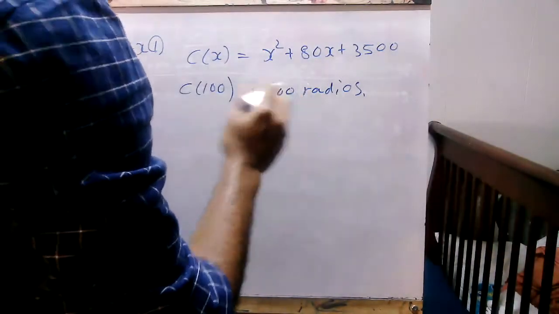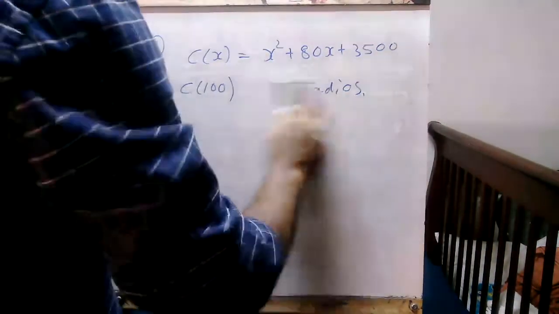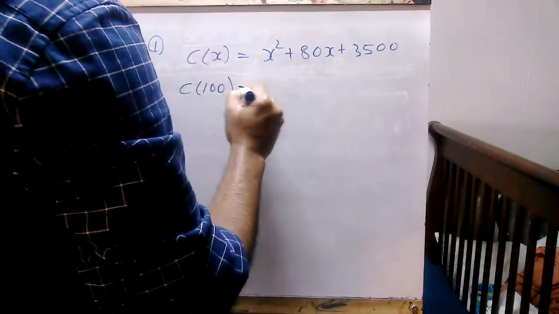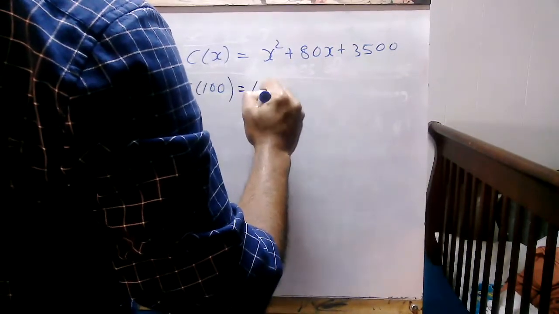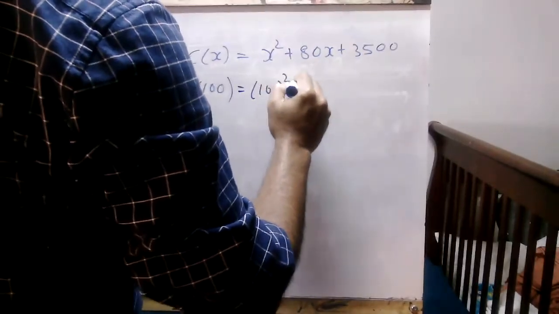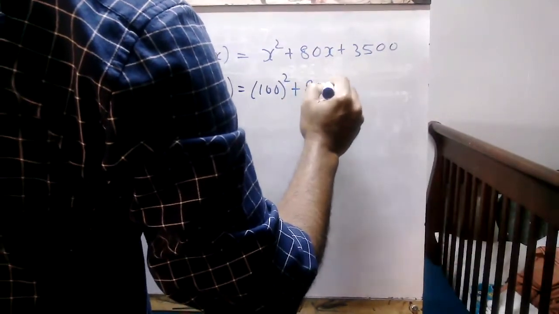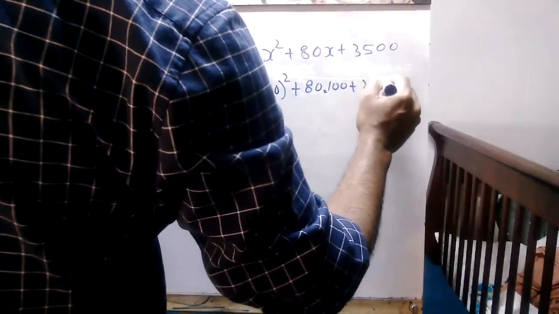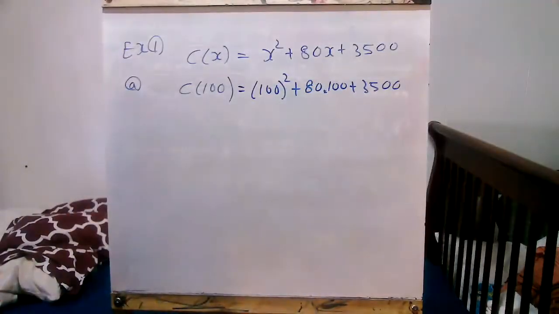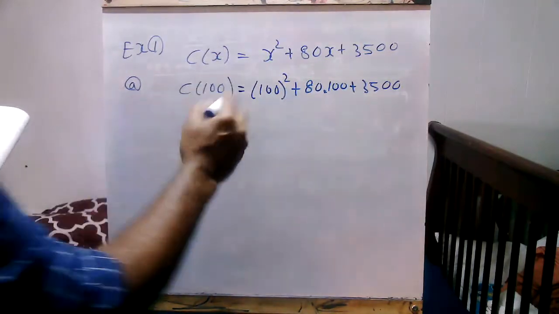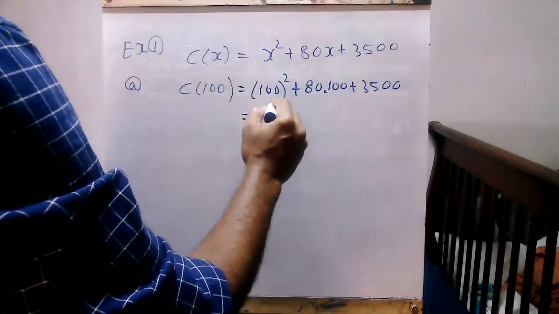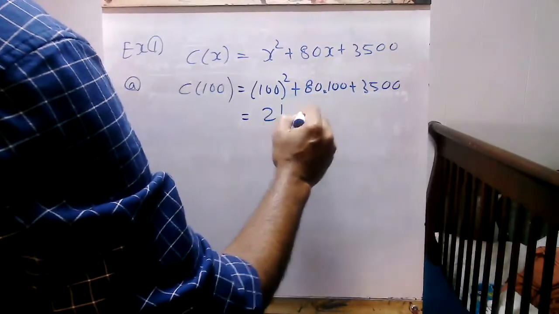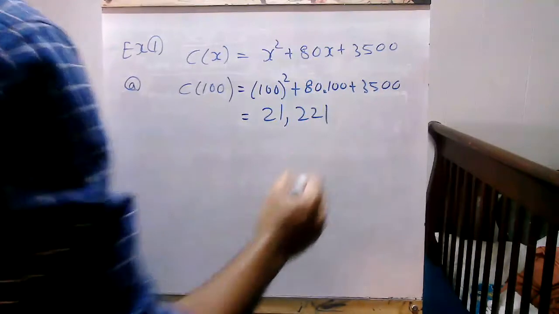Right, now the cost of producing 100 radios we can find by substituting 100 here: 100 squared plus 80 times 100 plus 3500. I get the answer from the book. It is 21,221.